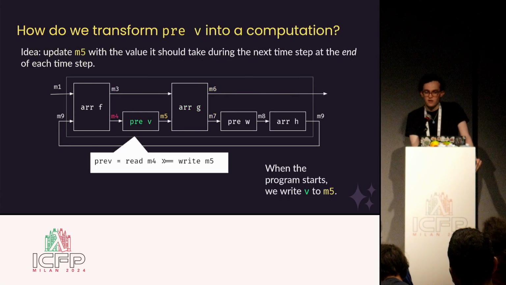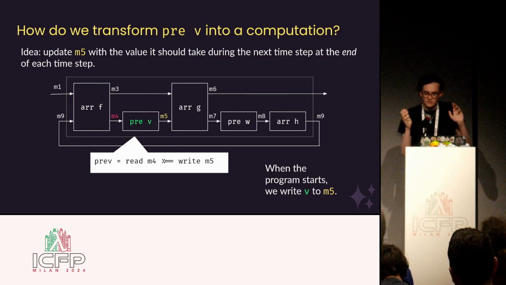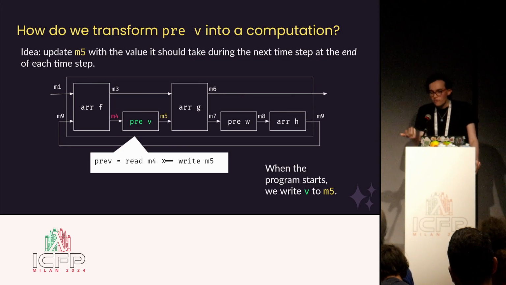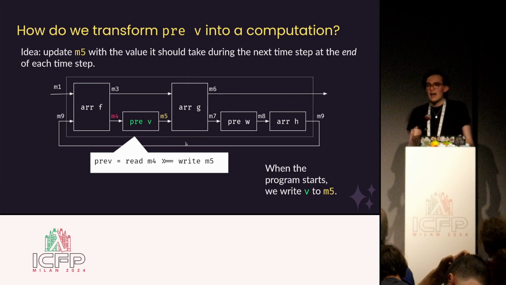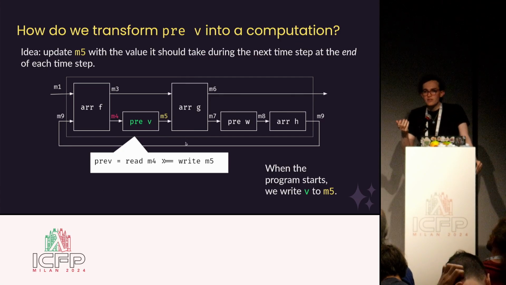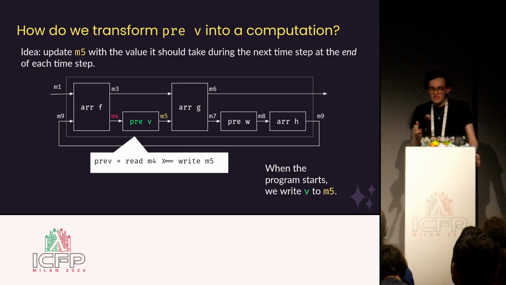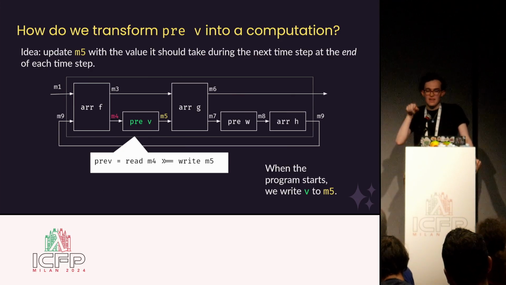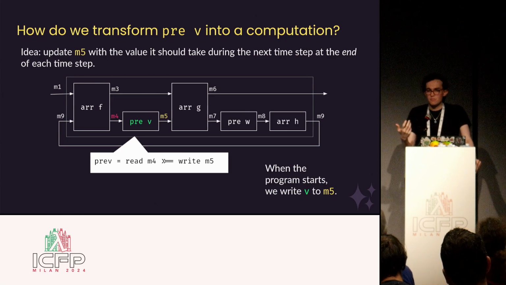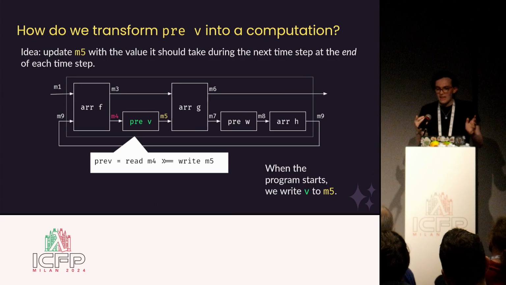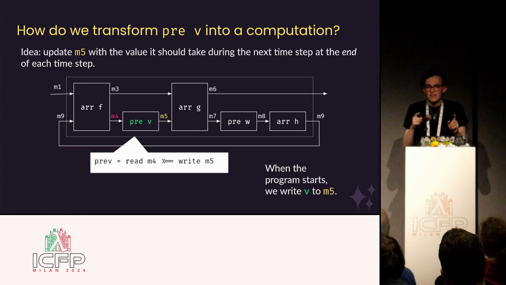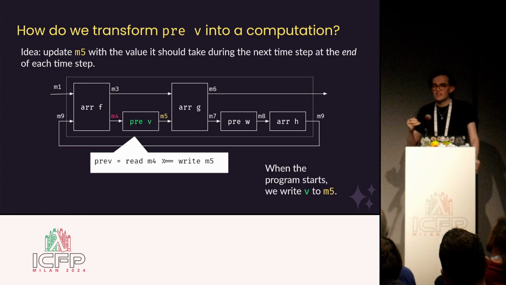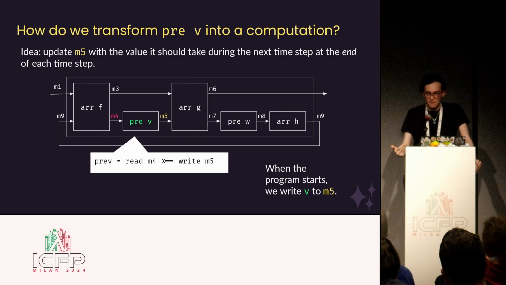Pre is slightly different, and we're going to take a slightly different approach to this. At the start of the program, we're going to write this v value, the first value that the pre produces, to its output memory cell. And then at the end of each time step, rather than trying to do it within the Rs, at the end we'll update it. We'll update that M5 with whatever value it got in as input. So update that output cell at the end of a given time step with the value that it should take at the next time step.